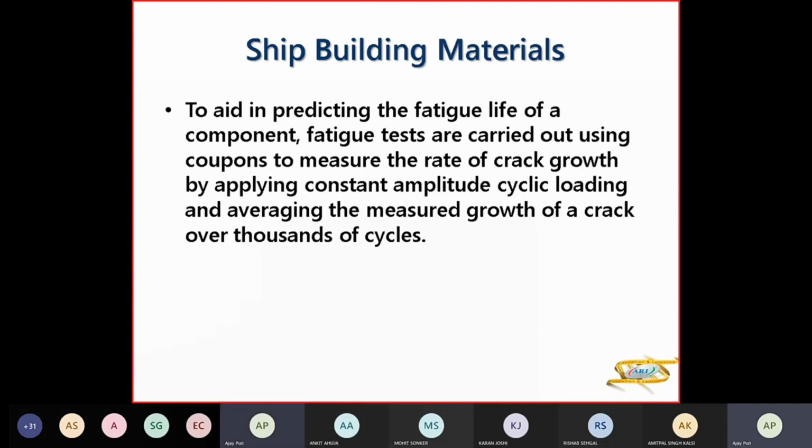So to aid in protecting the fatigue life of the component, you have to undergo a fatigue test using coupons to measure the rate of crack growth. So you're applying constant amplitude cyclic loadings and averaging the measured growth of a crack over thousands of cycles.